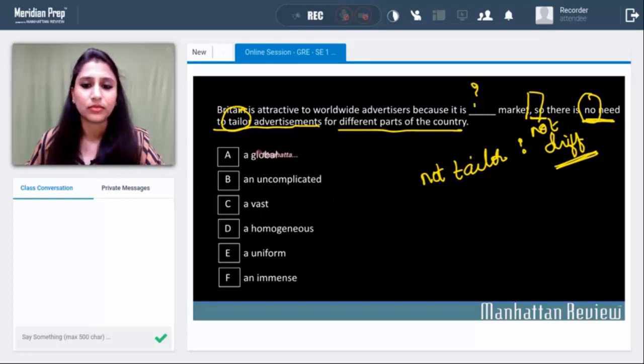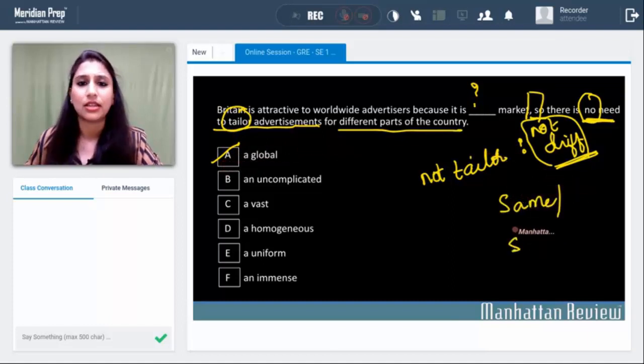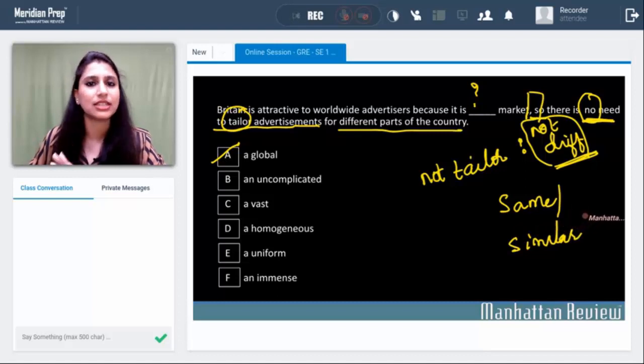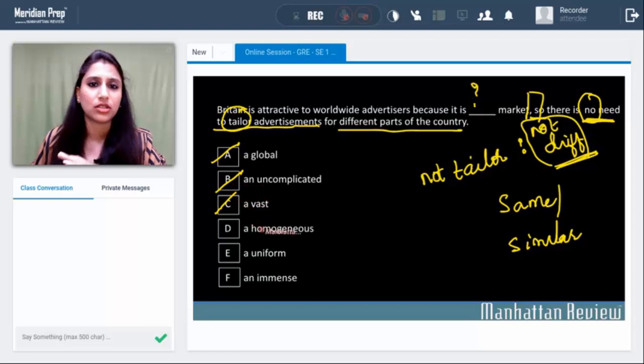Global. Okay, so, Britain can be global, no doubt about it, but we have predicted it as not different because only then it will gel with the later part of the sentence, right? So global, you cannot say not different. So A is eliminated. You're looking for something which says same, similar, not different. These are the kinds of words which we have predicted, basing on which we are looking at the options. Similarly, uncomplicated is again irrelevant. Vast, can be eliminated.